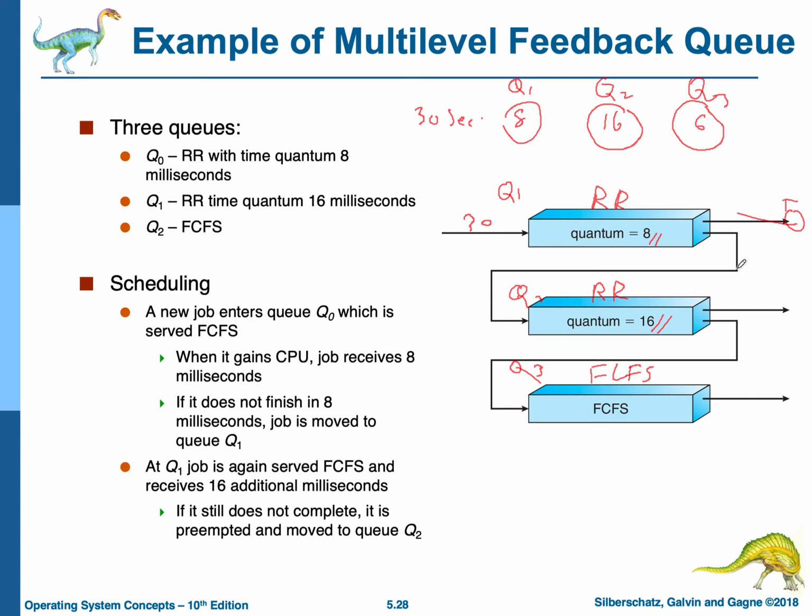If not, then it is pushed back to another queue, where it will be served for 16 seconds. If it is completed, well and good. If not, then it goes to the next queue, first come first serve. Then if it completes, it's okay, and it has to complete over here. So this can be preemptive or non-preemptive again. Usually non-preemptive.